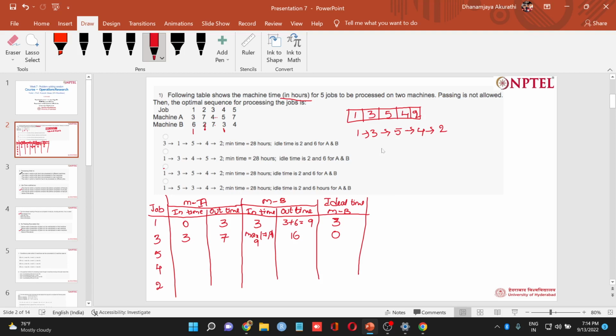Or here you can say that the idle time for mission B is equal to the sum, for i equal to 1 to n, of the starting time of mission B for the ith job minus the out time of mission B for the (i minus 1)th job.